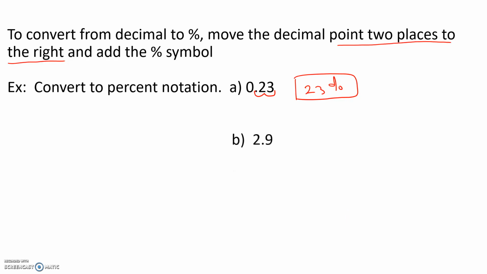To convert 2.9 to a percent, we would take the decimal point, move it 2 spaces to the right, so the decimal point would end up there, and we would add a 0 in the blank spot. So this would be 290%.